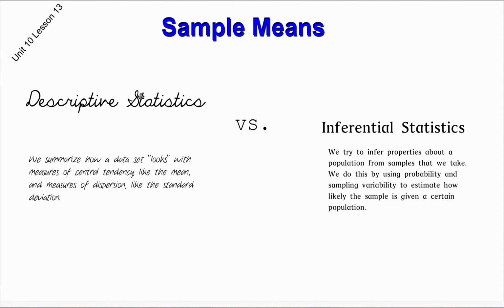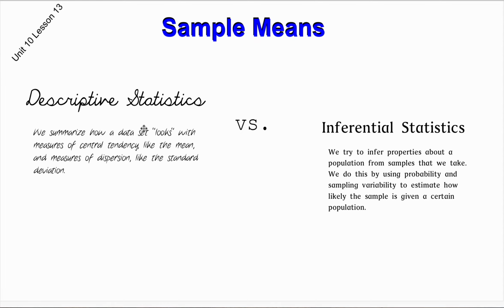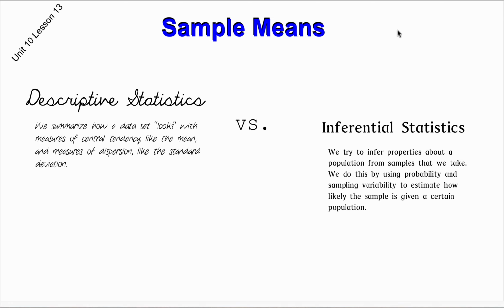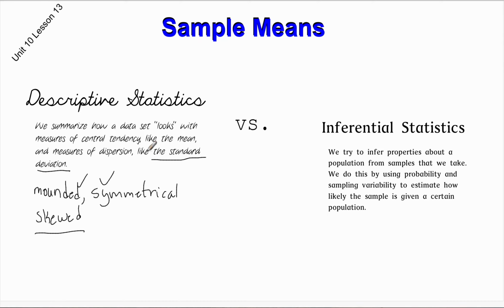Up till now, we've been doing descriptive statistics. We've summarized how a data set looks when we look at the measures of central tendency, like the mean, and the measures of dispersion, like standard deviation. So here, we would plot our data and we would say, well, it was mounded, it was symmetrical, it was skewed. Because if it was mounded and symmetrical, then we would do a bell curve and look at a standard deviation. If it was skewed, meaning we had some kind of outlier, then we would do our box and whiskers.